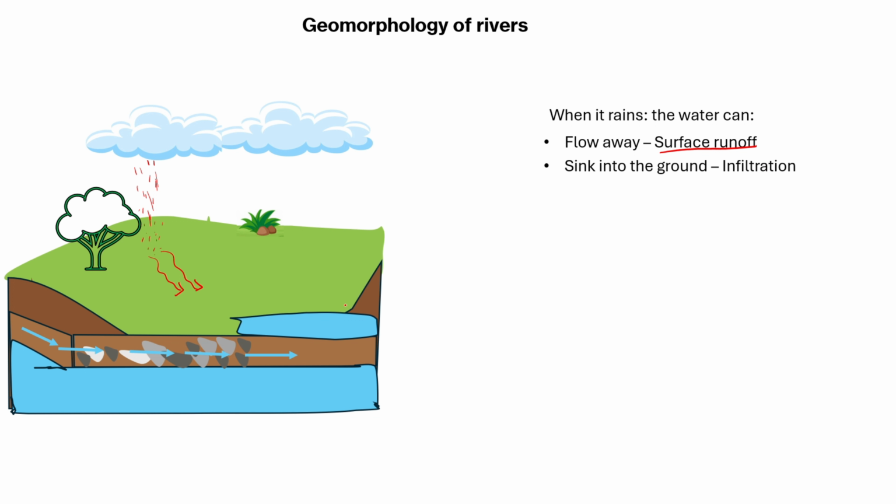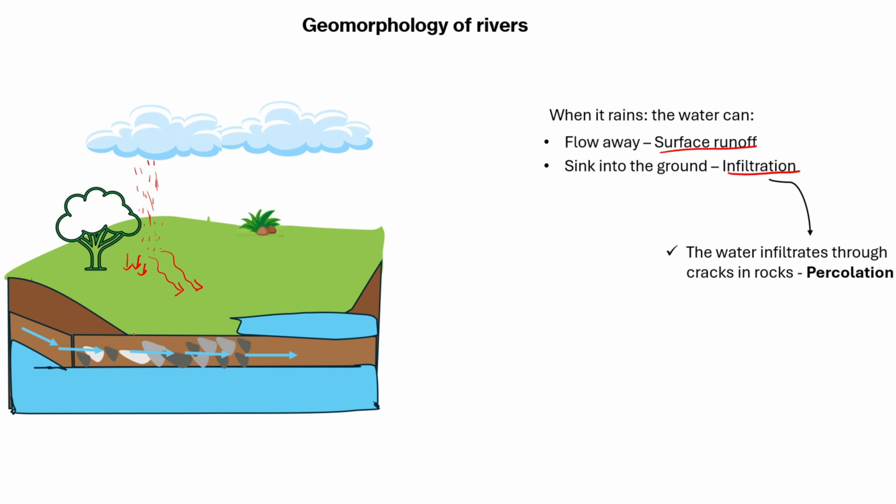Or there's another option. The water can sink into the ground. When it reaches the ground, it can sink deep into the ground. So there are two options. It can either run off or it can sink into the ground, which we know as infiltration. When the water runs off, that is known as surface runoff, and when the water sinks into the ground, that is known as infiltration. Let us look deep into infiltration first of all.